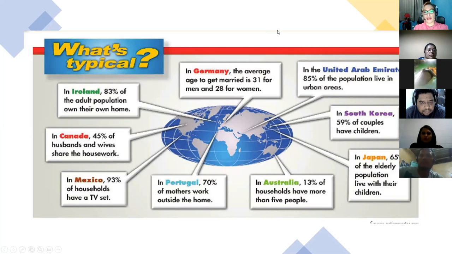What is typical? I start reading. In Germany, the average age to get married is 31 men and 28 for women. Now, I volunteer to read about in the United Arab Emirates. Sandra? In the United Arab Emirates, 85% of the population live in urban areas. Thank you so much.